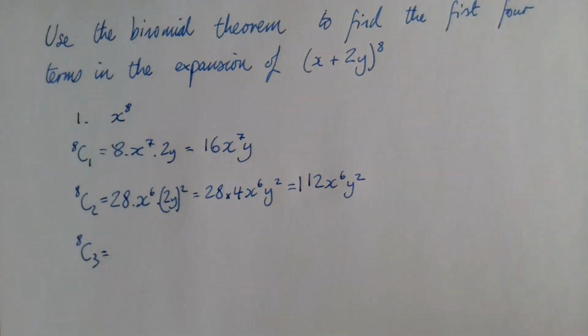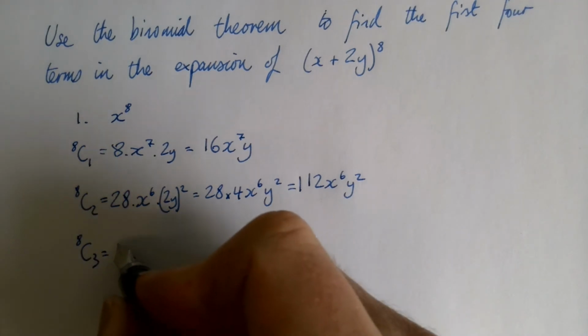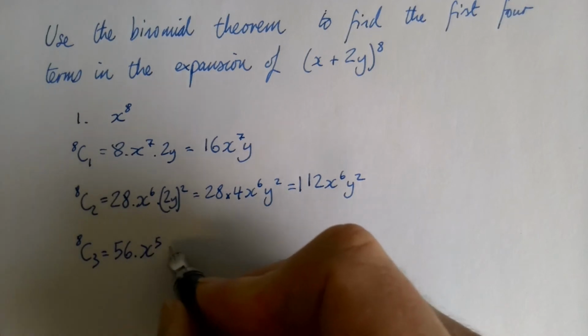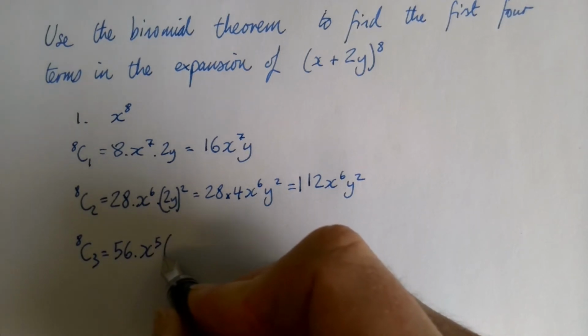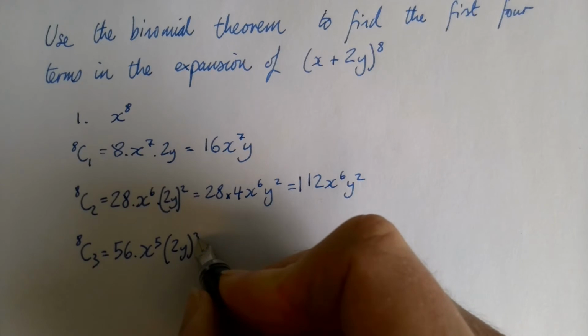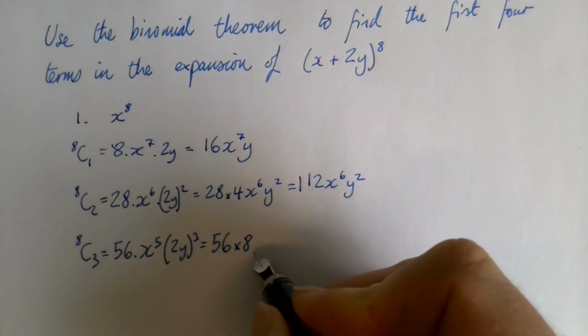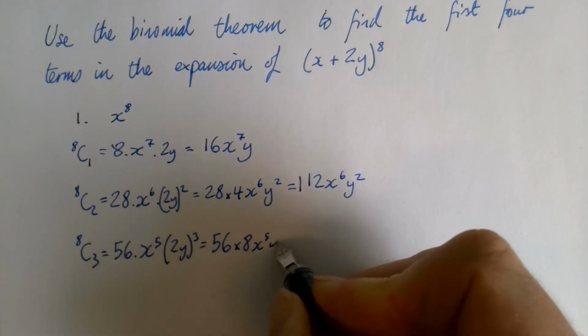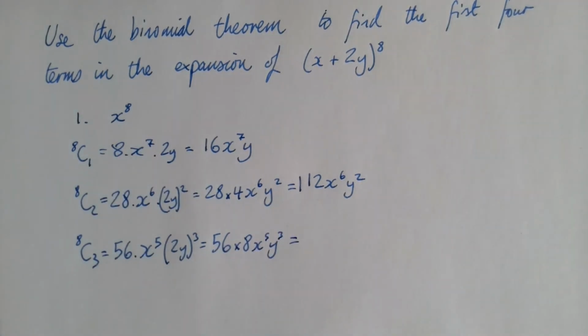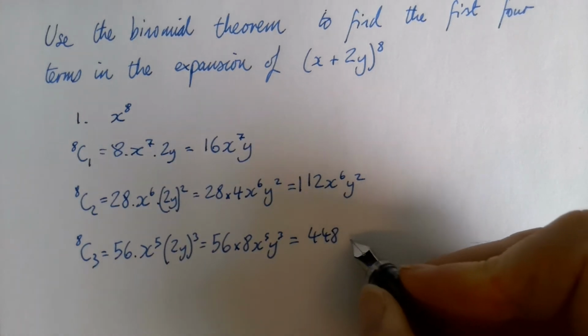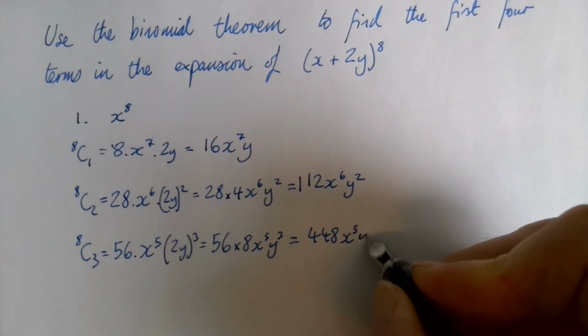On to the next one, you do 8 choose 3, and that should give you 56 times x to the power 5, and that'll be times 2y cubed. So that's going to be 56 times 2 cubed is 8, x to the 5 y cubed, and 56 times 8 is 448, so that gives us 448 x to the power 5 y cubed.